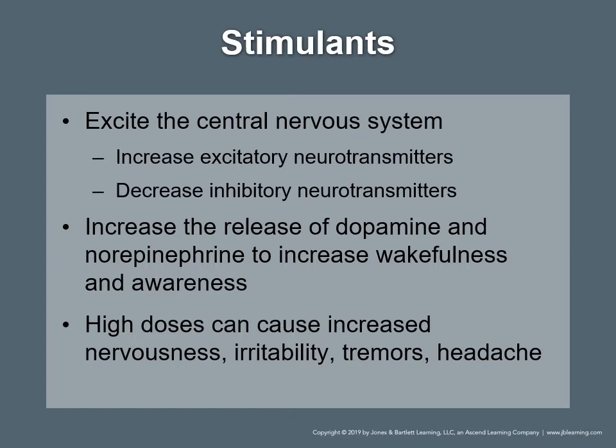Stimulants are a common group of CNS agents. They exert their action by excitation of the central nervous system. Stimulation of the central nervous system can be accomplished by increasing excitatory neurotransmitters or decreasing inhibitory neurotransmitters. Examples include caffeine, cocaine, prescription and illicit amphetamines. They increase the release of dopamine and norepinephrine to increase wakefulness and awareness and reduce drowsiness and fatigue.